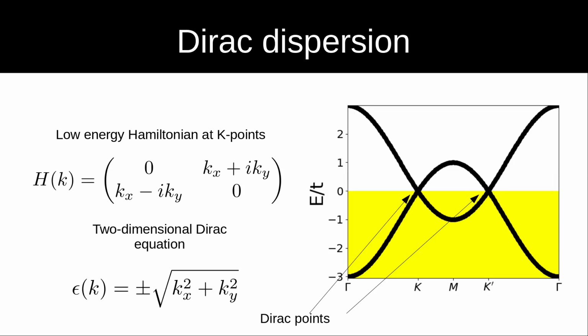If you only retain the linear terms, what you actually see is that the effective Hamiltonian that you obtain is just the Dirac Hamiltonian, where you have Kx sigma x, Ky sigma y. And of course, the eigenvalues of this Hamiltonian are essentially the square root of Kx squared plus Ky squared, which in practice means that your dispersion relation is linear with the momentum.